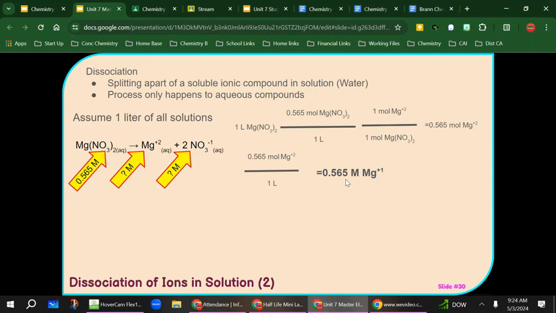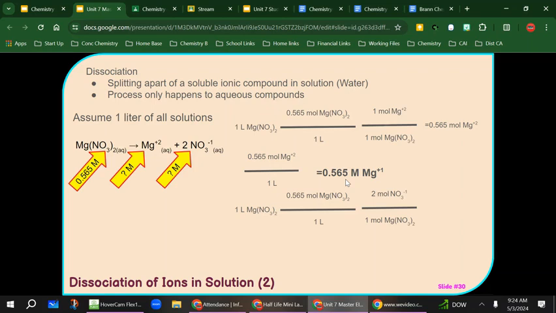Is it always going to be how many moles it is? Wait, what do you mean by that? Well, the moles and the molarity are always the same. Is that going to be for everyone? Because we're assuming 1 liter. So anytime we assume 1 liter, it's always going to be like that? Correct. Correct. Okay.